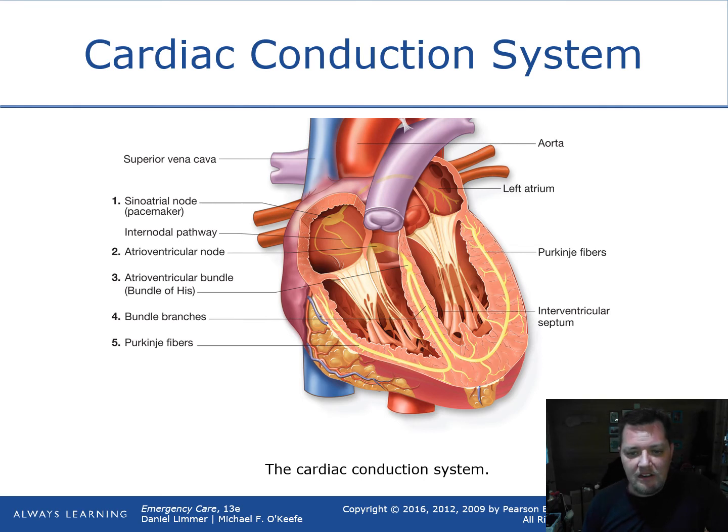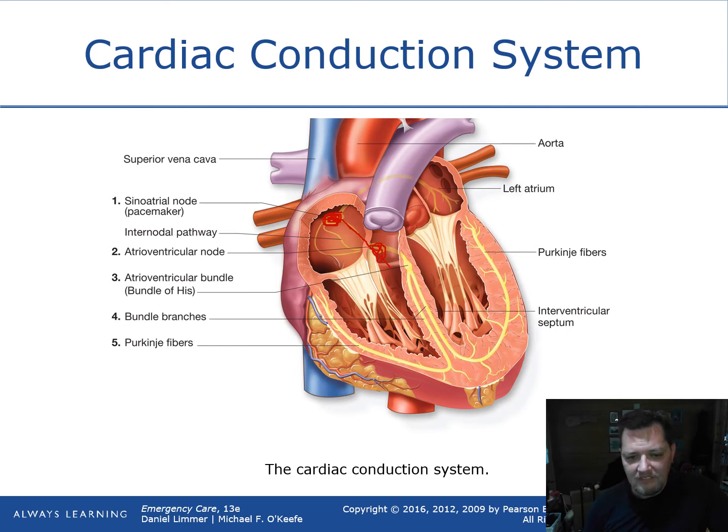Okay, so the cardiac conduction system. The heart has this cardiac conduction system, and when we look in here, we've got our SA node is where it starts. Okay, the heart says, hey, I need to beat. So what it does is the SA node is that pacemaker, and it sets the pace for the rest of the heart. The SA node starts, and it goes into the AV node, or the atrioventricular node.